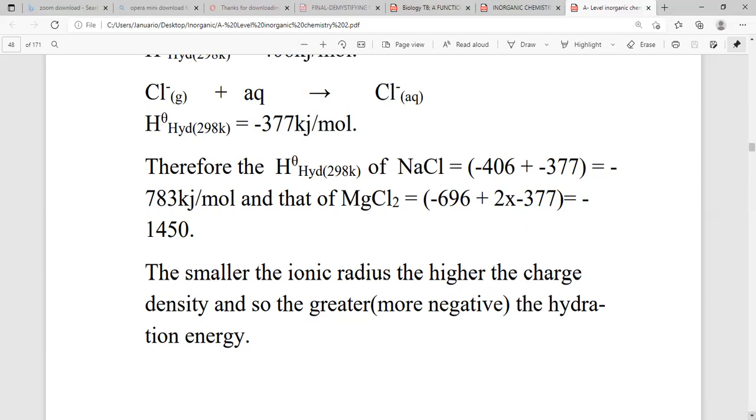Now, to get the hydration energy, we look at the ionic radius of the cation. We are saying that the smaller the ionic radius, the higher the charge density, and so the greater, or more negative, the hydration energy. Now, if this ion is small, for example, look at magnesium and sodium. We have a trend in atomic radius: across the period, atomic radius decreases.